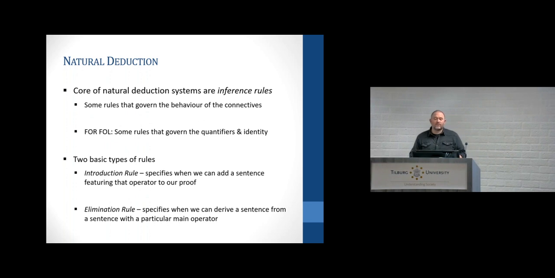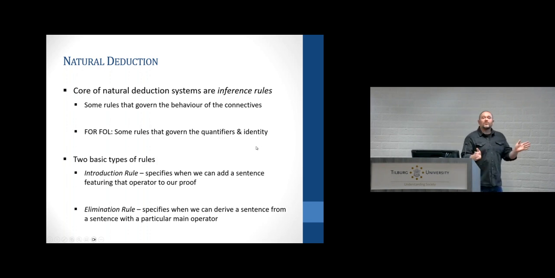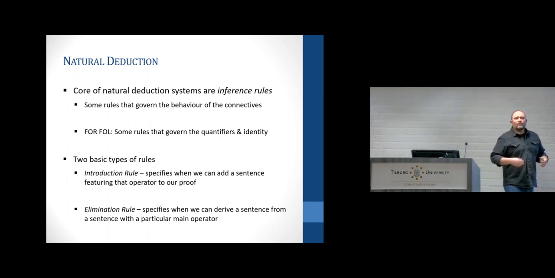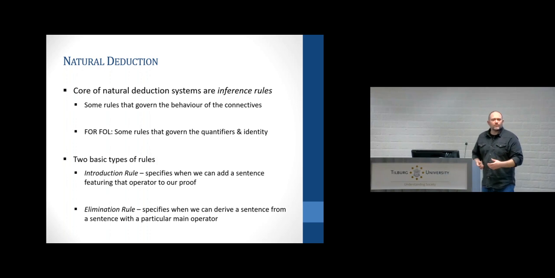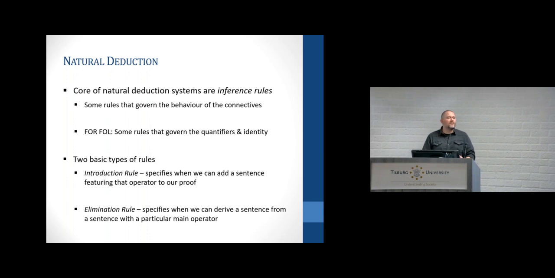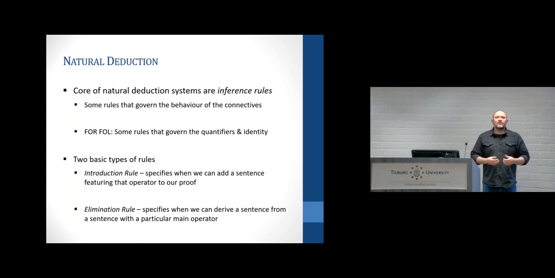And when it comes to these inference rules, as well as tracking the connectives or the quantifiers and identity, they come in two types. The first type we'll call introduction rules. And these specify when we can add a sentence featuring the relevant connective. So we're going to talk about conjunction introduction in just a second. Conjunction introduction lets us add a sentence featuring conjunction as its main operator into our proof.